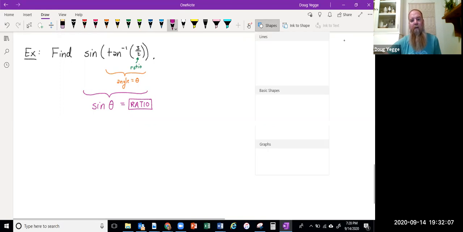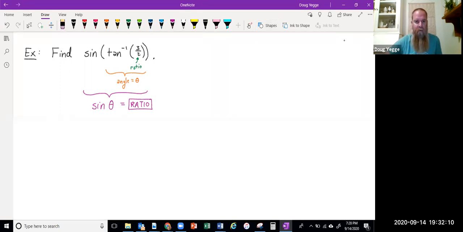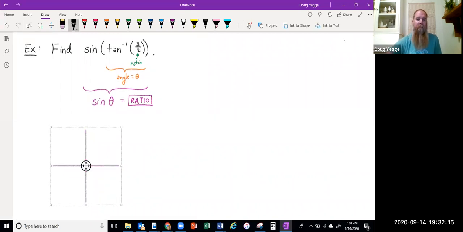So the best way to handle these is to draw a sketch. If I were to draw this diagram here, I should first of all realize that because this is tangent inverse, I know that the angle has to be somewhere between negative pi over 2 and pi over 2. So because the ratio is positive, I know that the angle that I draw will have to be somewhere in the first quadrant. This is my angle, but more specifically, that angle is tangent inverse of 3 over 2.